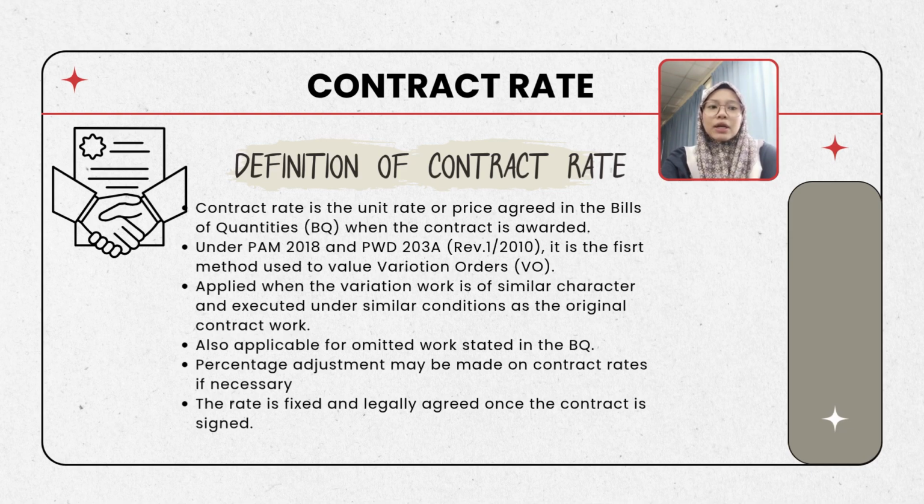For example, if the same material, workmanship, and construction method are used, then the existing contract rate can still be applied. It is also suitable for omitted work that is already listed in the bill of quantities. In certain situations, a percentage adjustment may be made if there are minor differences, but generally the agreed contract rate remains the basis for valuations.